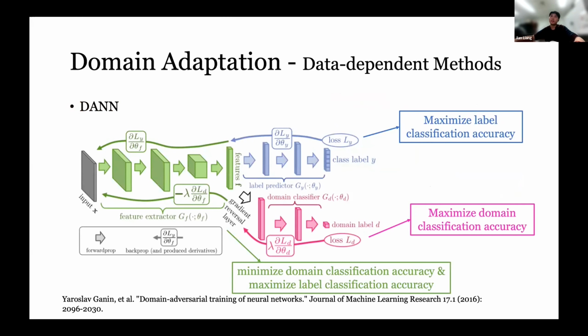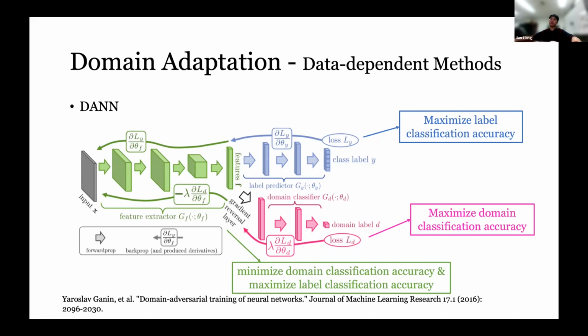Okay, so this work may be the most famous and popular framework in the domain adaptation field. The main idea is shown in this figure, and we have two main goals here. Since we have the labeled source data, we can easily maximize the label classification accuracy using the labeled data from the source domain.